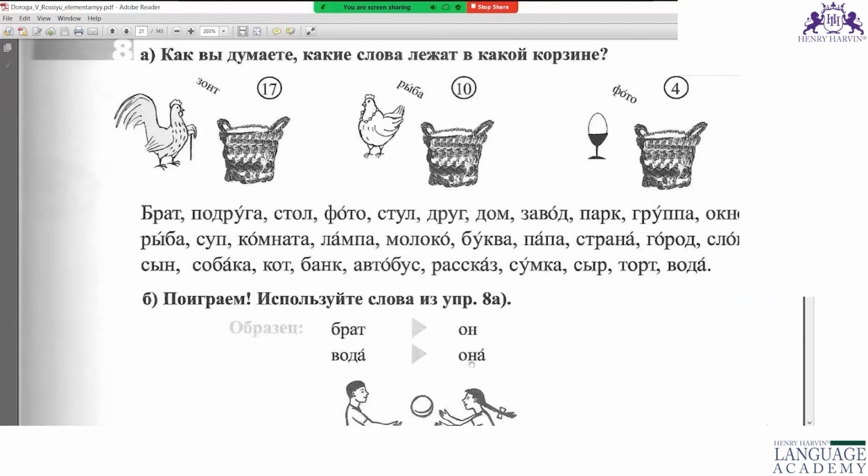Padma Priya, can we try with you? Лампа, она. Молоко, оно. Папа, он. Страна, она. Сумка, она. Банк, он. Nice. Vishal, торт, он. Вода, она. Окно, оно. Слово.